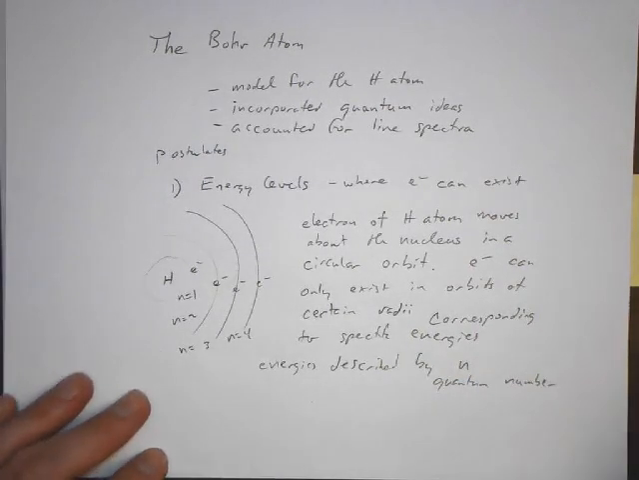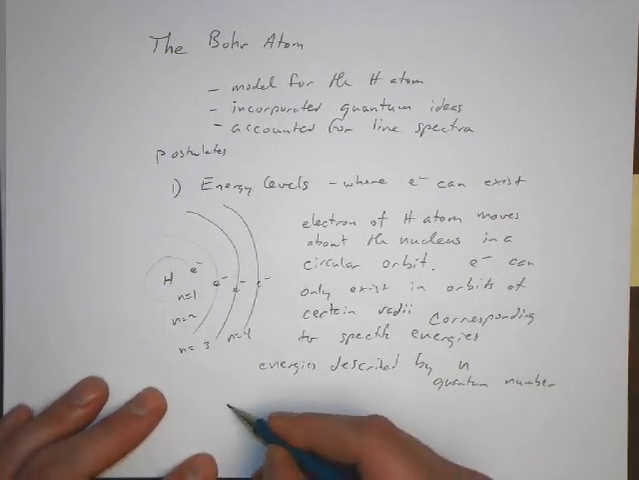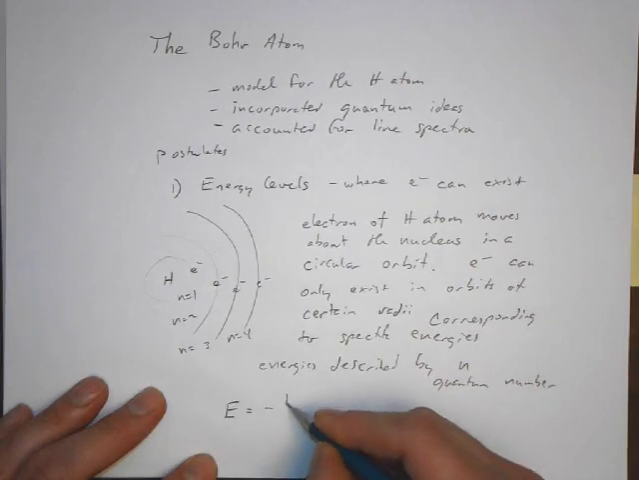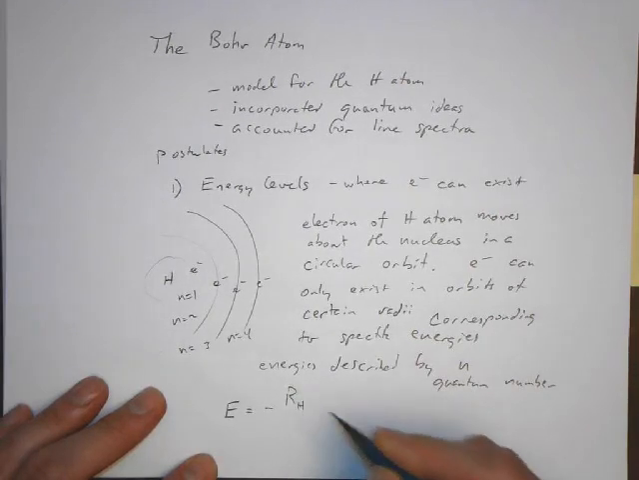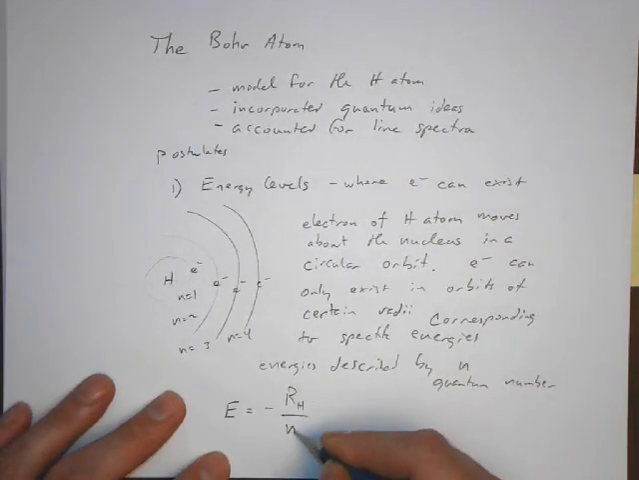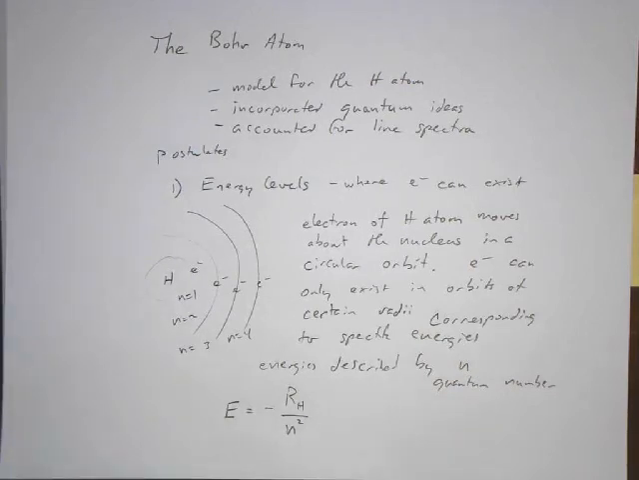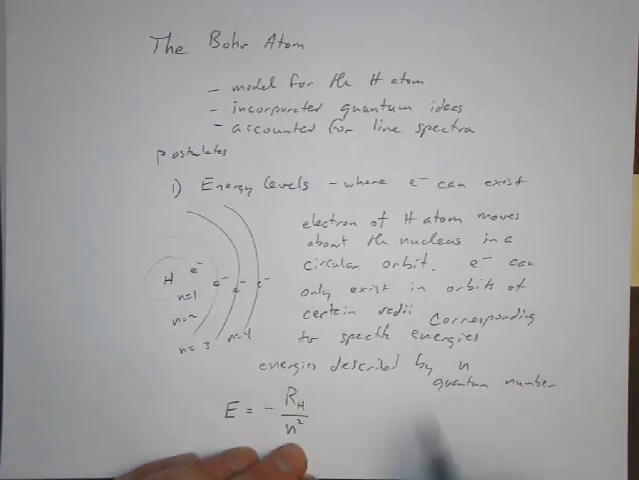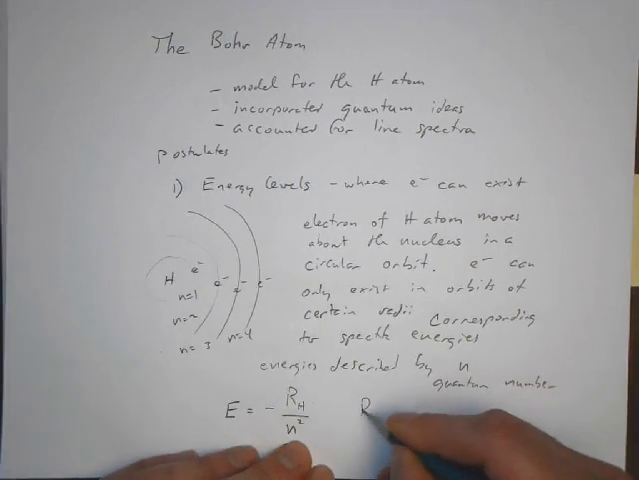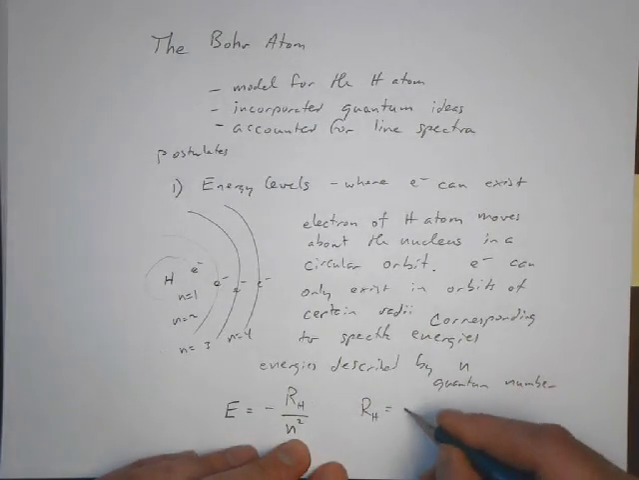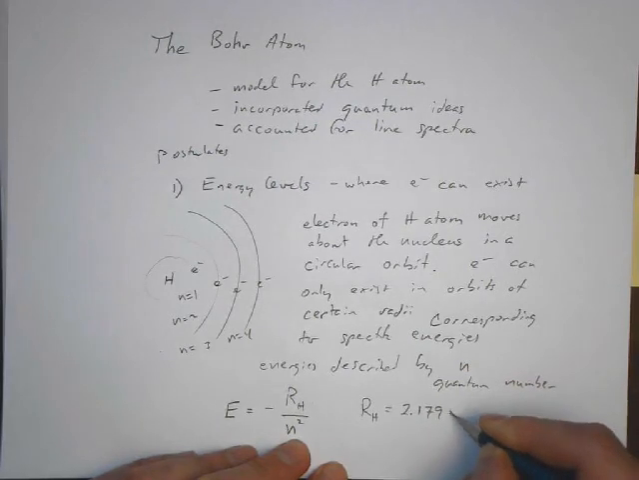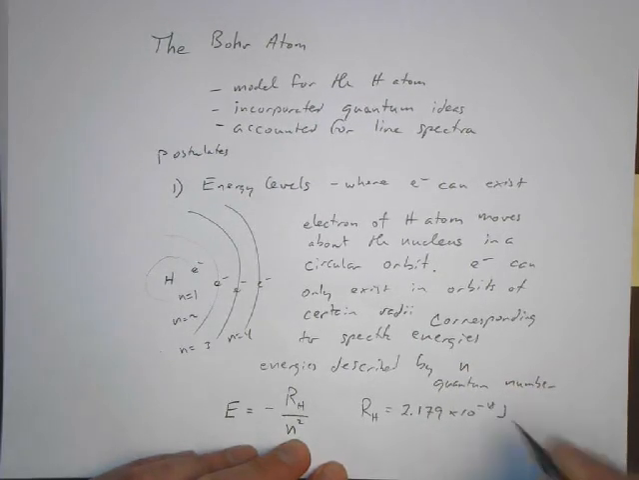Okay, and we can calculate these energies. It looks like this. The energy is equal to the negative of something called the Rydberg constant divided by the quantum number squared. The Rydberg constant is an empirically derived constant. It looks like this, 2.179 times 10 to the minus 18 joules.